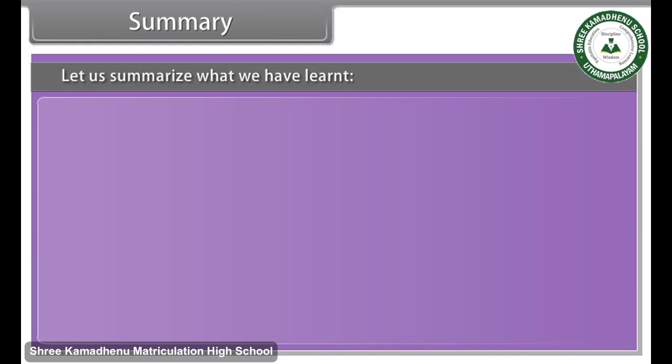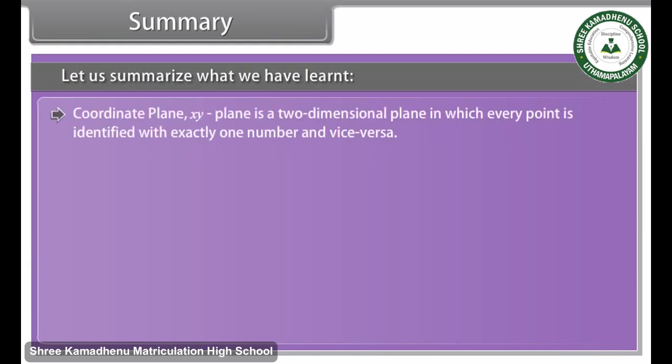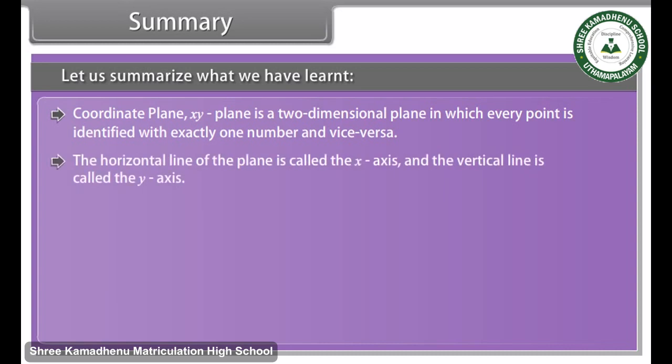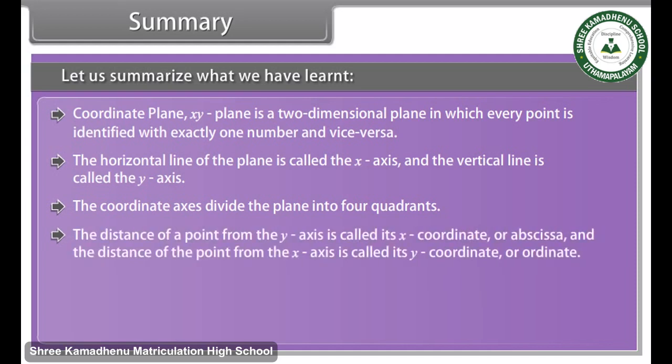Summary. Let us summarize what we have learned. Coordinate plane, XY plane, is a two-dimensional plane in which every point is identified with exactly one number and vice versa. The horizontal line of the plane is called the x-axis and the vertical line is called the y-axis. The coordinate axes divide the plane into 4 quadrants. The distance of a point from the y-axis is called its x-coordinate or abscissa, and the distance of the point from the x-axis is called its y-coordinate or ordinate. The coordinates of the origin are (0, 0).